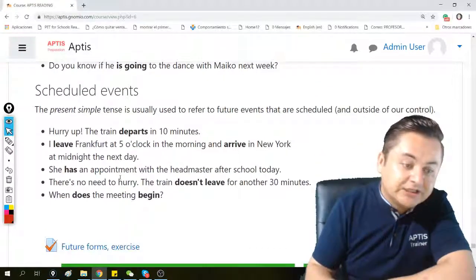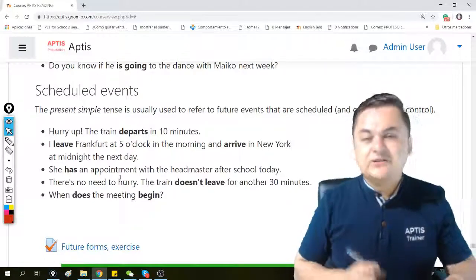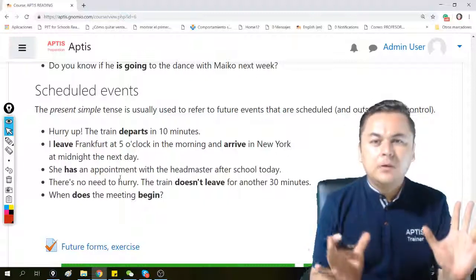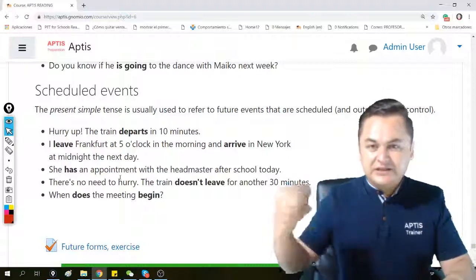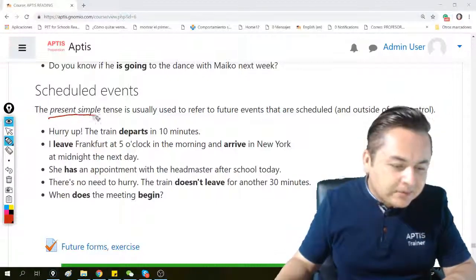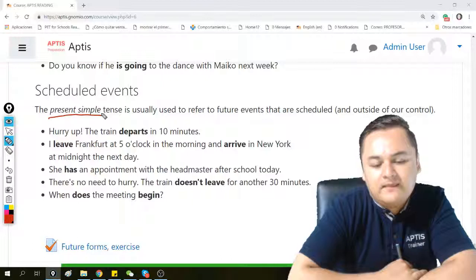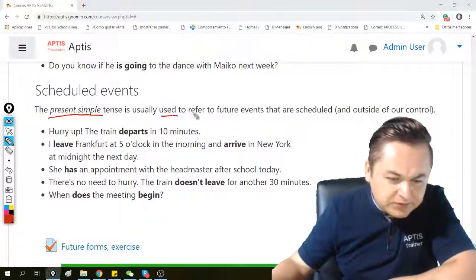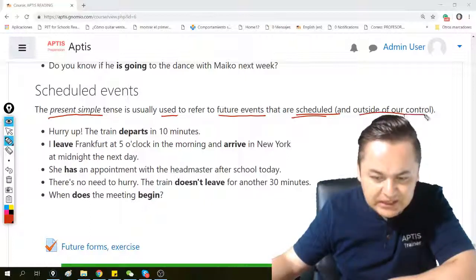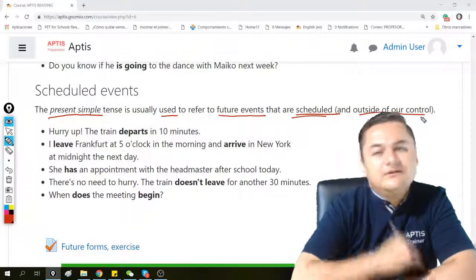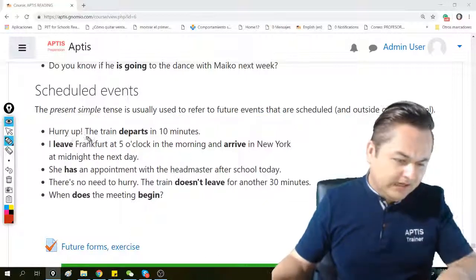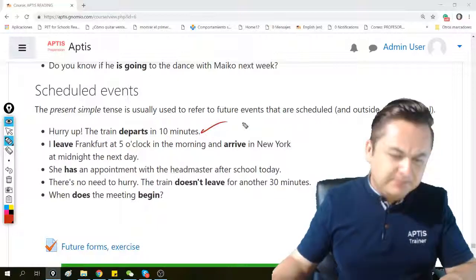Finally, we can talk about scheduled events. For scheduled events, you want to think about an appointment book, you want to think about a bulletin board, something in which events are scheduled. And if you use that, you need to use present simple for this. So, it is usually used to refer to future events that are scheduled outside of our control. We don't control that. For example, hurry up, the train departs in 10 minutes.